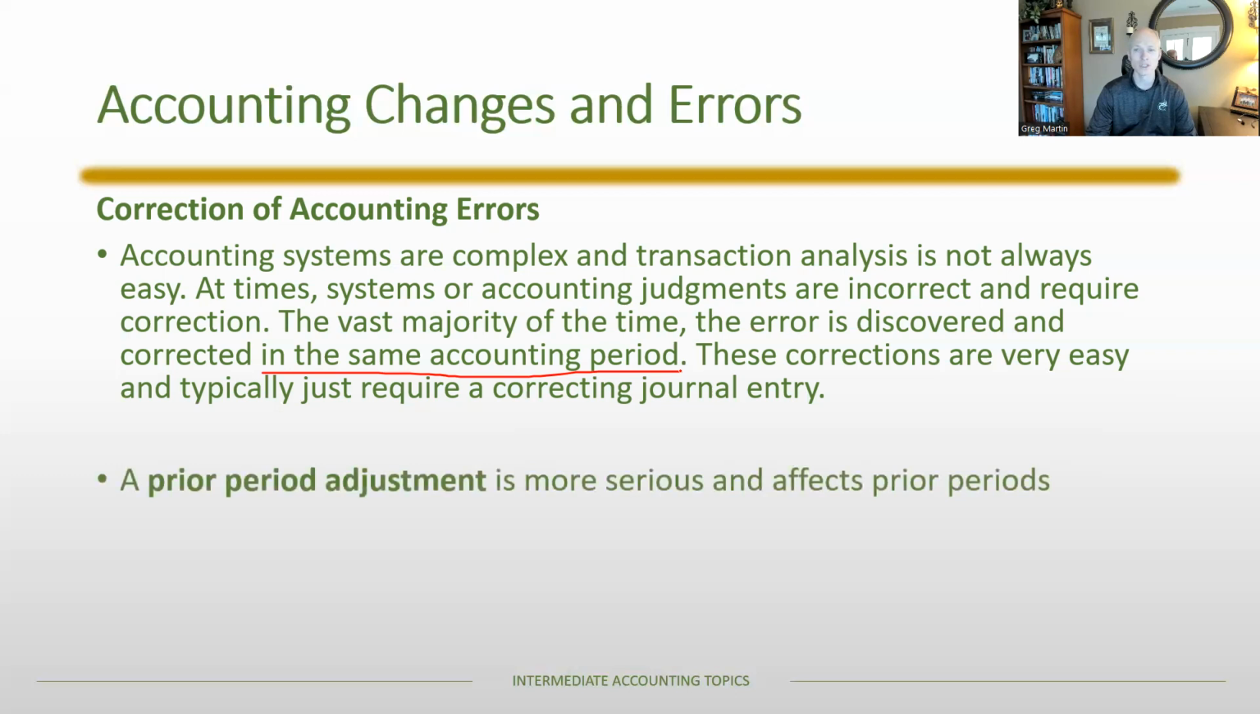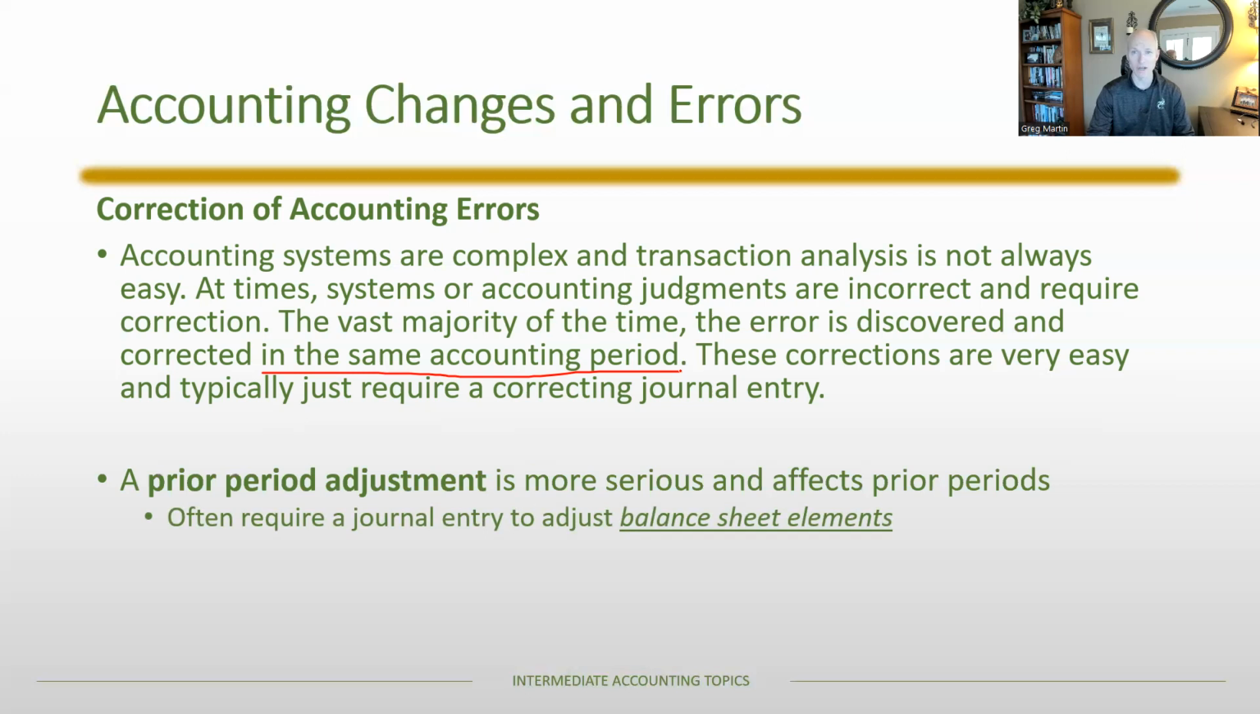However, sometimes that doesn't happen. Sometimes you actually discover that there was an error in a prior period. This is a more serious situation. This is where you've actually now presented and provided information to external users that was incorrect. And so you need to obviously fix that problem. It's a pretty serious one, and sometimes people get fired over this kind of thing. This is a pretty serious issue.